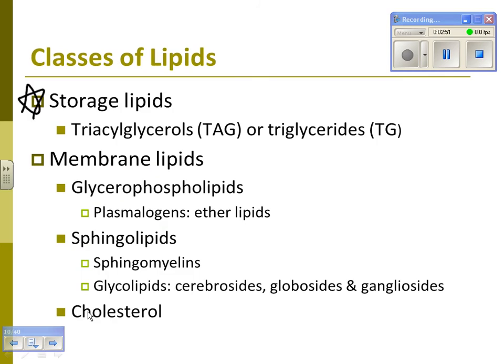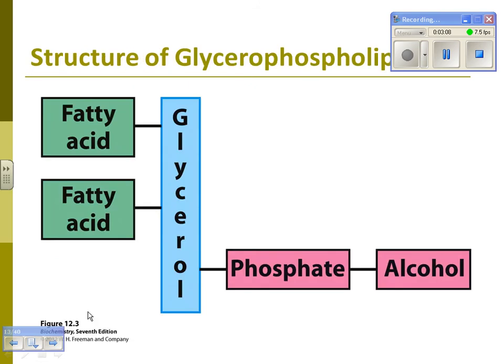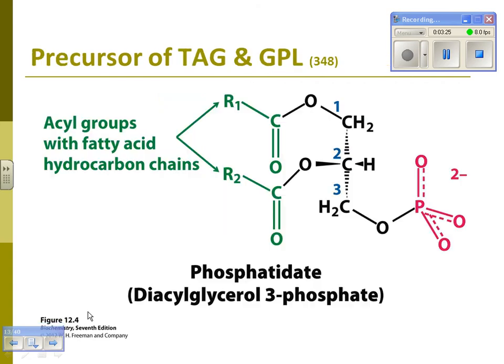So know that TAGs are your storage. These are your 3 membranes. In your notes, just abbreviate these GPLs and sphingolipids. So this is an overview of what the rest of the unit looks like. So glycerol, there's 1 carbon here, 2 carbons here, and 3 carbons here. So glycerol is a 3-carbon backbone that's going to have all sorts of stuff. So for a glycerophospholipid, it has 2 fatty acids attached, plus a phosphate and an alcohol.